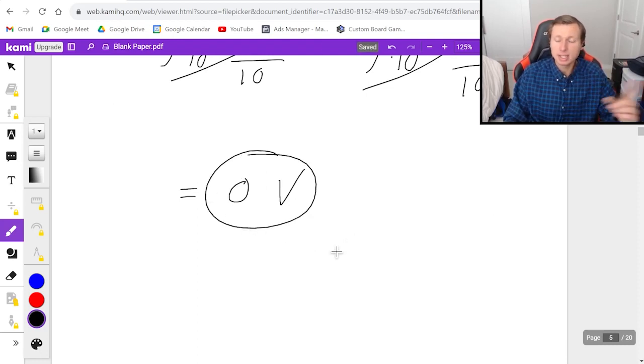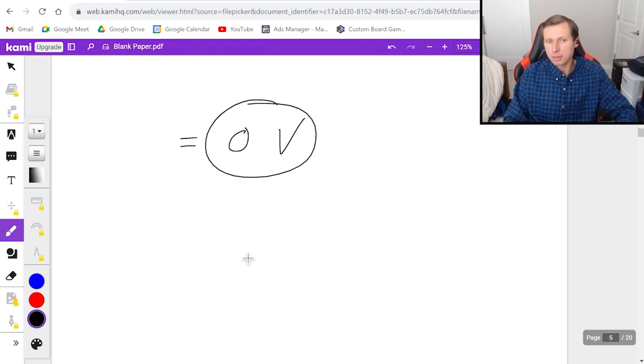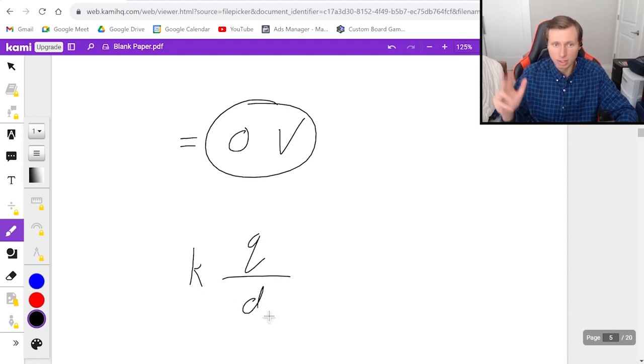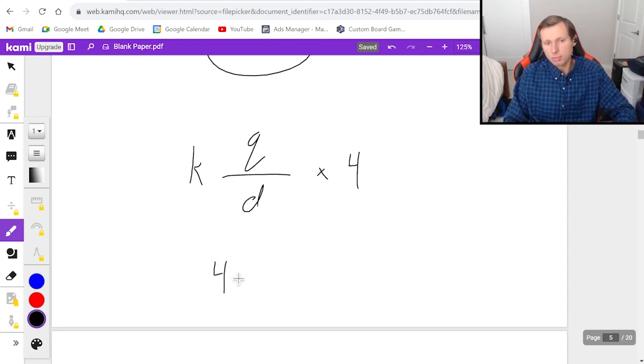By the way, if they didn't cancel at all, in other words, let's say just for a moment that these were all positive instead of negative, then what I would do is I'd first of all probably keep K the same. I would keep Q the same. Maybe I divide by 10, maybe I just call it D, whatever. But I'm just going to multiply this answer by 4 because there's 4 charges that are identical, same distance, and so the final answer would be 4kq over d.